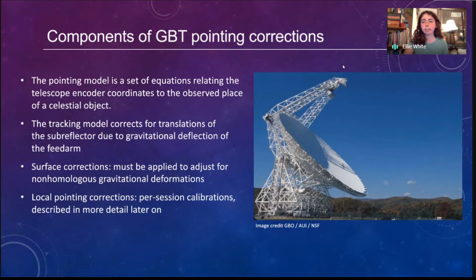So you need to correct for any movements of this subreflector, because that can create errors as well. In addition, you need to correct for any errors with the dish. The dish can actually deform when it moves. It has an active surface, which serves to smooth out the dish, which is especially important at higher frequencies. So that also needs to be accounted for. And finally, last but not least, there are local pointing corrections, which are per-session calibrations that observers have to do before they start. I'll talk about those in more detail soon.